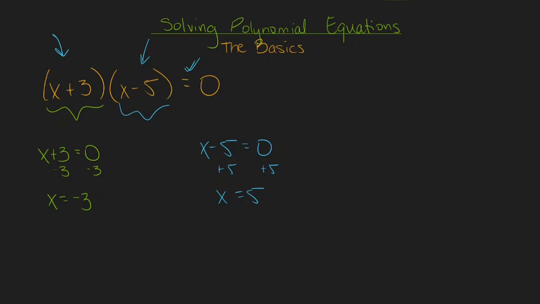That's the idea behind making sure everything is set equal to 0, and then taking each of our factors, however many factors we might have, and setting them equal to 0 and solving from there.